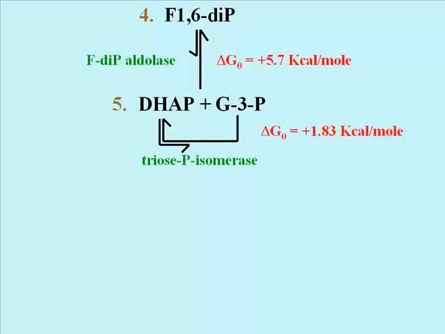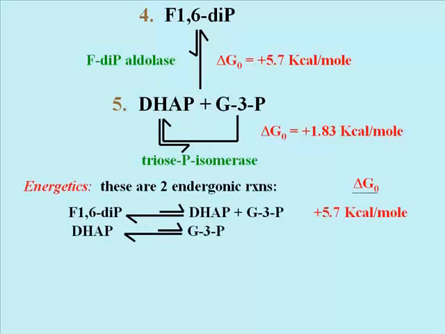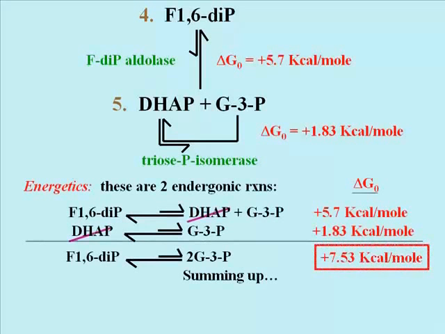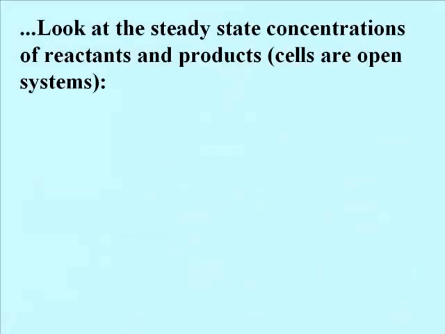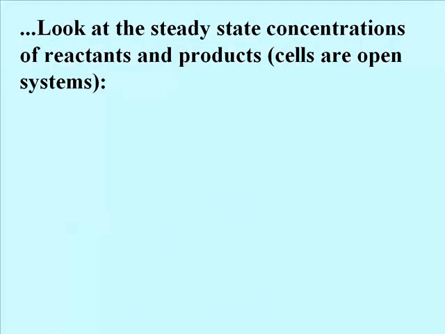The net effect of the two reactions seen here is to split fructose 1,6-diphosphate, a 6-carbon sugar, into two molecules of glyceraldehyde 3-phosphate, two 3-carbon carbohydrates. Added together, these two reactions occur with a total standard free energy change of plus 7.53 kilocalories per mole. These two reactions then would seem to be a very endergonic barrier to glycolysis. But are they? To answer this question, we need to know the standard free energy changes for the two reactions, as I've shown you, and we need to measure the cellular concentrations of reactants and products for each reaction.